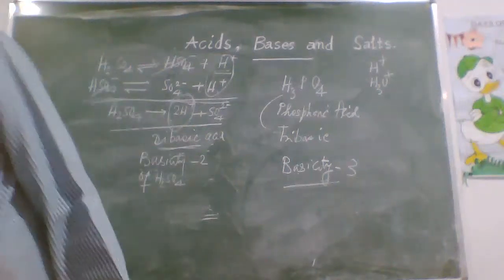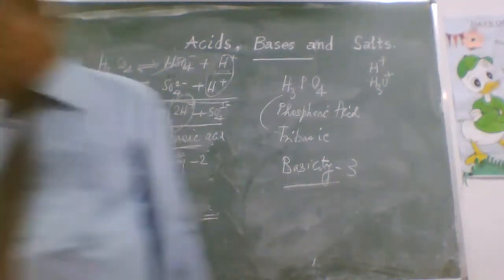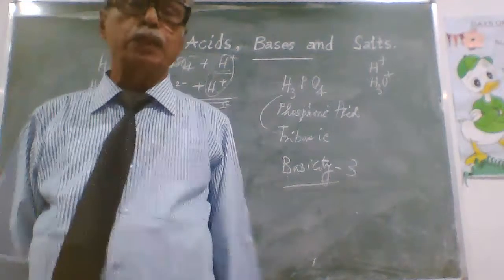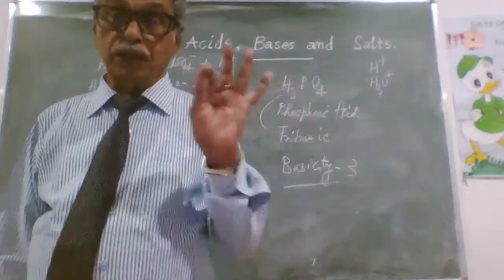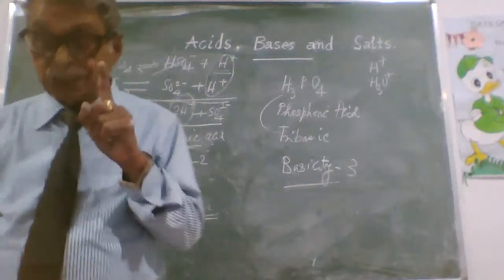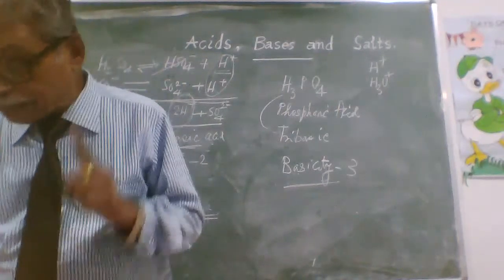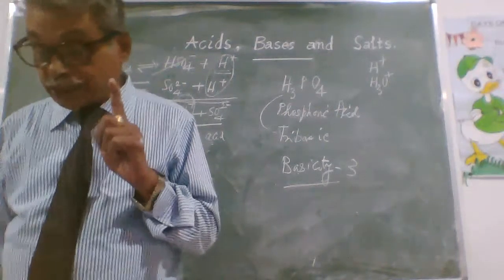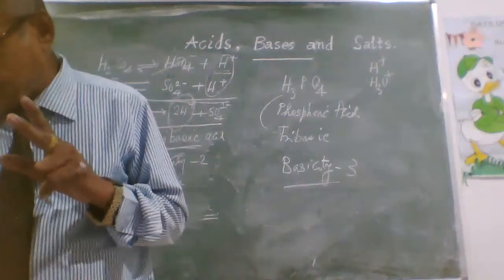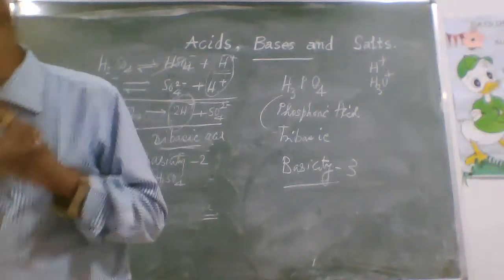An acid is said to be monobasic when its basicity is 1. It is said to be dibasic when its basicity is 2. It is tribasic when its basicity is 3. So this is the second class.